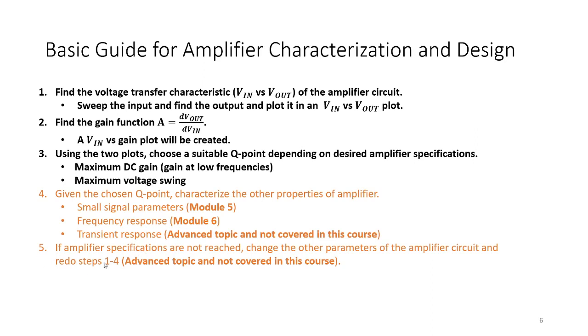And then, if we go through all of these steps 1 to step 4, and we did not get the ideal amplifier specification stated, we can redo the design of the amplifier by changing the other parameters. So instead of changing the Q point, we can change the type of resistor, the resistances, the loads, and then we can redo step 1 to step 4 again until we get the desired specification. So this is an advanced topic and will not be covered in this course.